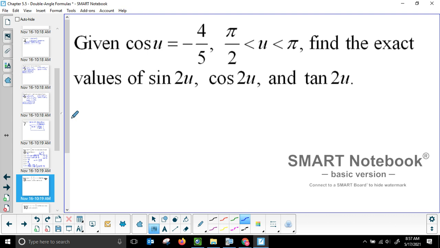It'll have some stuff like this. I mean, it won't ask you to find like 3 different ones. It'll just ask you to find one. But it's the same process.